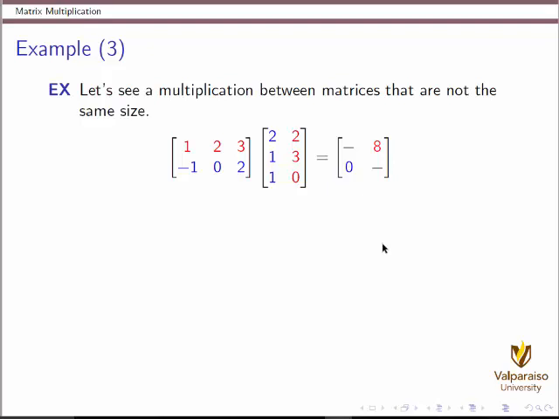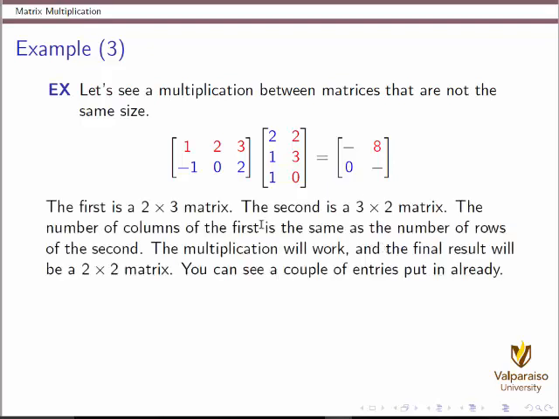Here's a multiplication of matrices that are not the same size. Now it looks strange, but you can do it. Remember, to add or subtract, the two matrices would have to be the same size. To multiply, you check that the number of columns of the first is the same as the number of rows of the second. In other words, look at the descriptors. The first one is 2 by 3.